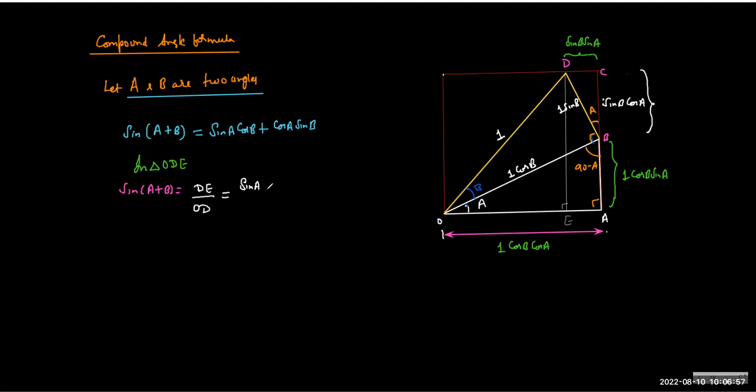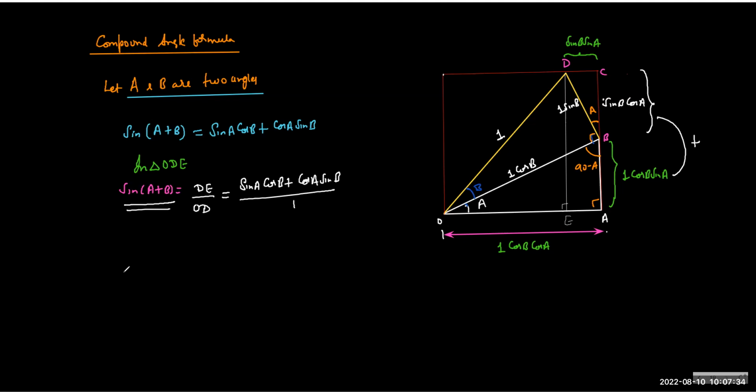So DE. What is the D to E length? You have to add this value, no? Add these two to get the net length. I was saying from the triangle OD, the total angle subtended is A plus B, and the hypotenuse is 1. So that is what we're trying to find. So what is sine of A plus B? The answer is DE upon OD. And DE we can write as sine A cos B plus cos A sine B upon 1.